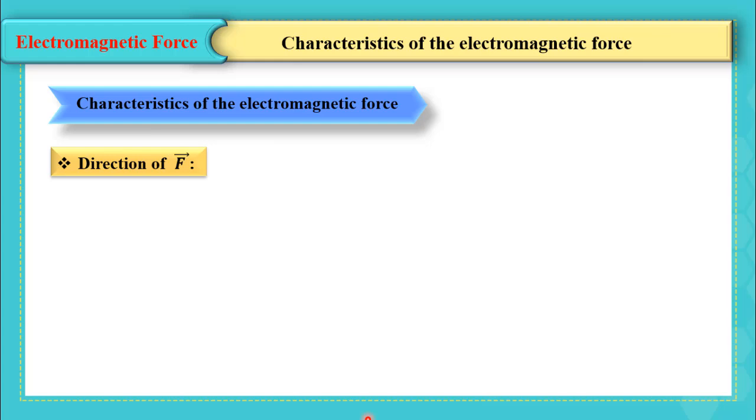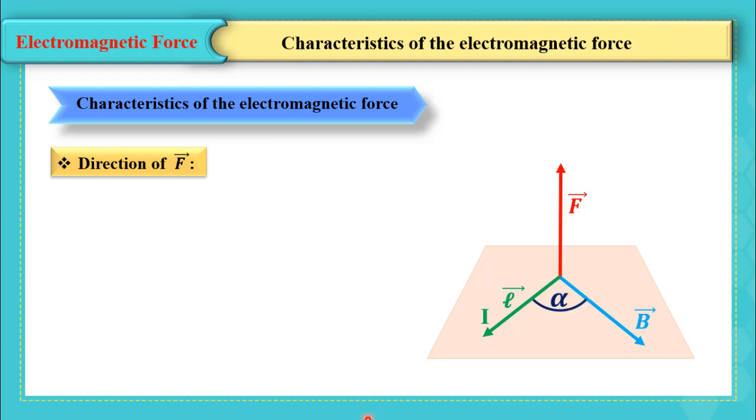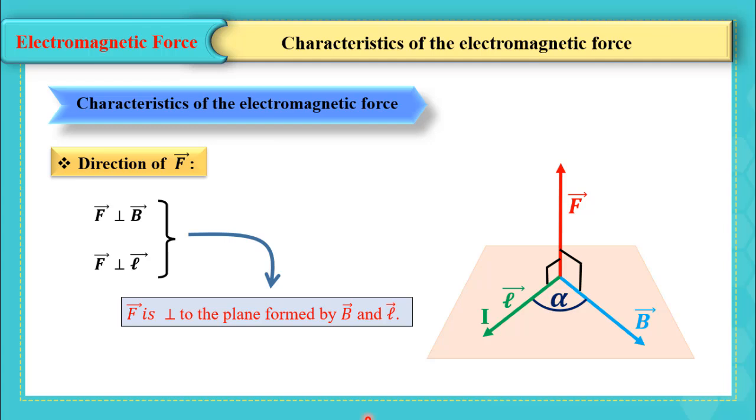The direction of the force F. To understand this direction, first you should know that B vector and L vector form a plane. F is perpendicular to this plane such that it is perpendicular to B vector and perpendicular to L vector, whatever the angle between B and L is.